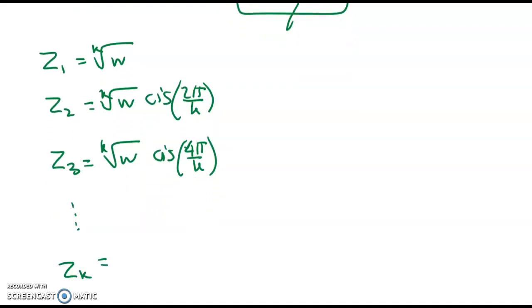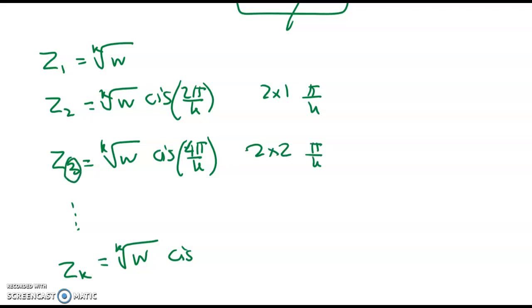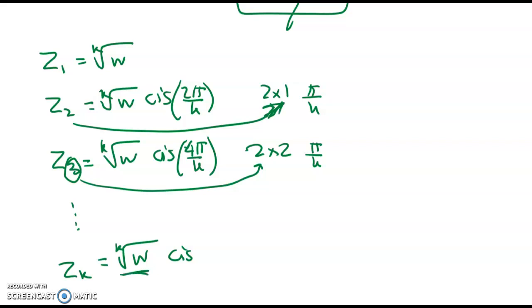And zk, the kth root, is going to be equal to, well, something to do with the 2 pi, right? So this is 2 times 1 pi over k. This is 2 times 2 pi over k. So you can see that the 3 is getting dropped by 1 here. So my kth root will be this times cis of 2 times k minus 1 pi over k. Right, so we've got all of those.